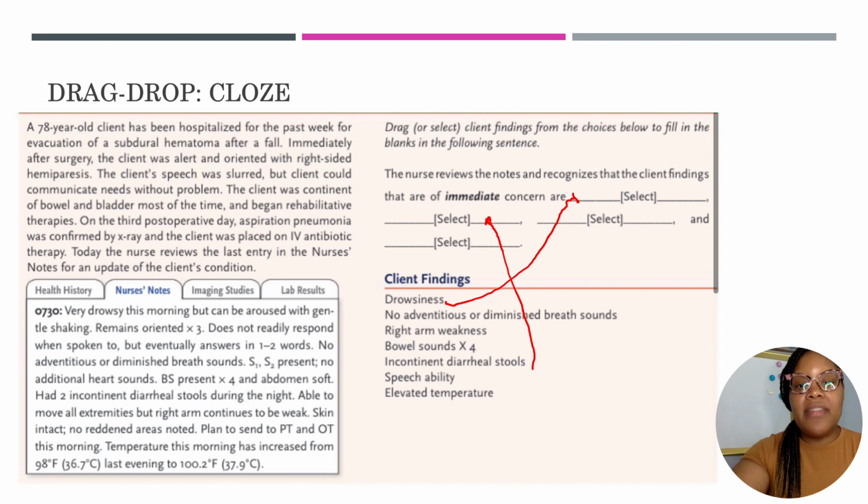All right. How about their speech ability? Are we concerned about that? Yes. Because as we read early on, the patient was able to communicate their needs without problem. Now they're only answering in 1 to 2 words. That is not normal, and that is not normal for that patient.